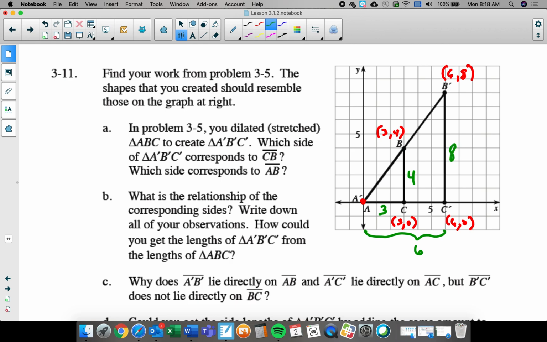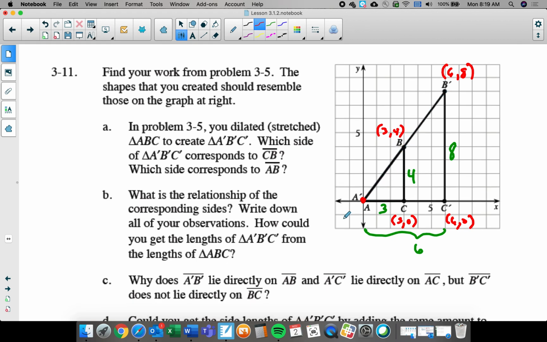Okay, so we're taking a look at a couple of different things here. So notice what it says here. What is the relationship of the corresponding sides? Well, if you notice, the bottom side is basically just stretched out to get from A prime, C prime. The vertical side is stretched to get to B prime, C prime. Okay, and then the hypotenuse of this triangle, AB, is stretched to get A prime B prime. Okay, so you have all of those different things.